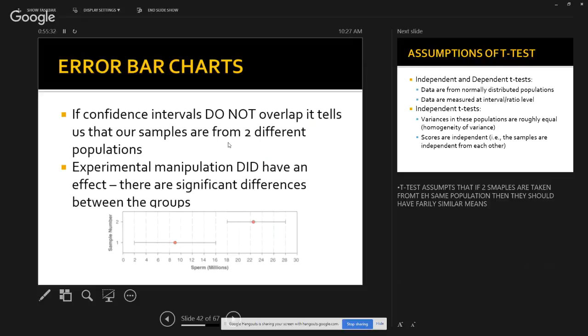Again, while I never liked error bar charts before, I'm showing you that just plotting this, we don't even have to run a t-test. We can just plot these means, put the confidence intervals, and we can see visually with our eyes that these are from different populations, so they're different from each other.